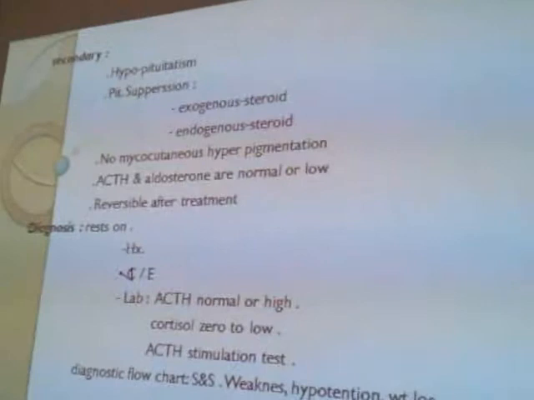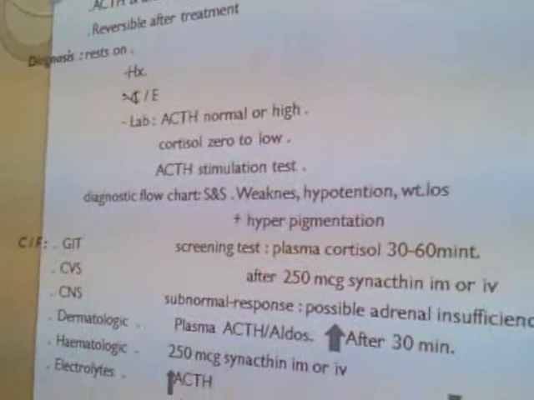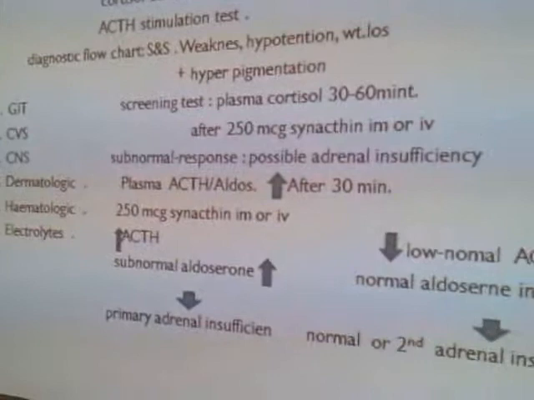Now, mucocutaneous hyperpigmentation. Mucocutaneous hyperpigmentation will be absent in patients with secondary adrenal hypofunction, while in Addison disease there will be hyperpigmentation. In Addison disease, there will be elevated ACTH, and secondary adrenal hypofunction will have low ACTH. So keep this important point to differentiate between the cases.